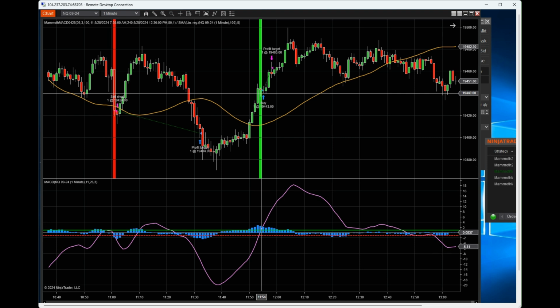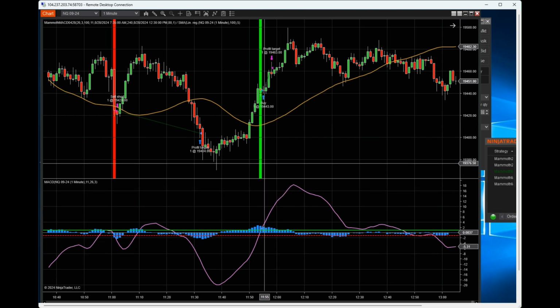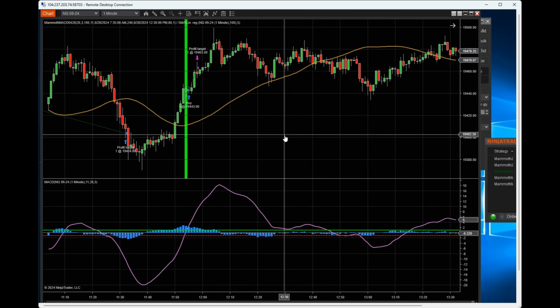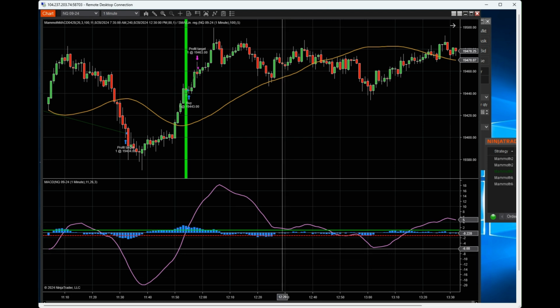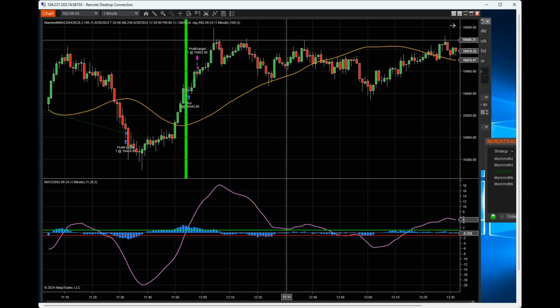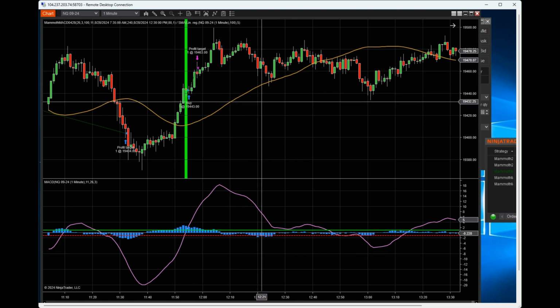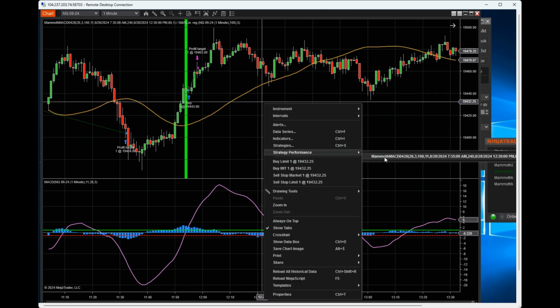And then another long trade happened, 11:54, and it hit a target. So this is a winner. And then overall went to 12:30, which is a strategy stop time, and we had no trades after this one. So we had a positive day, as you can see.